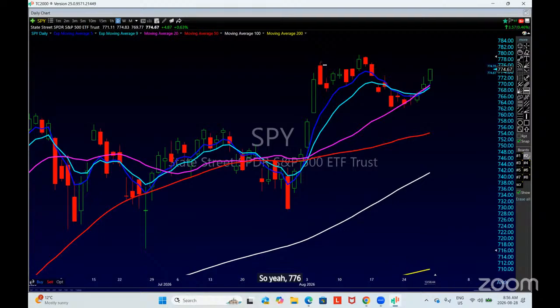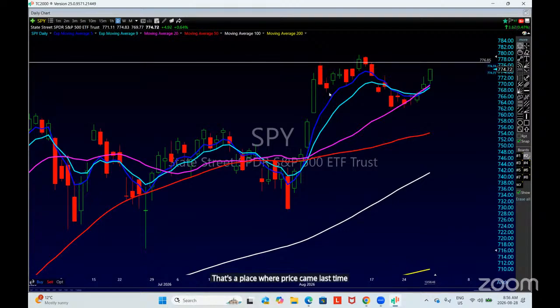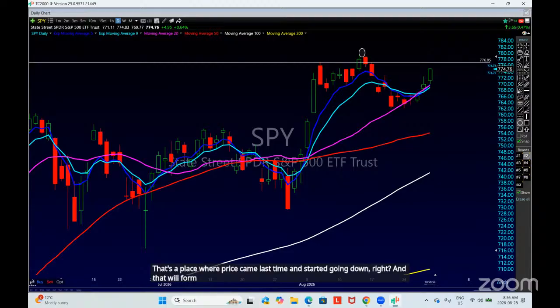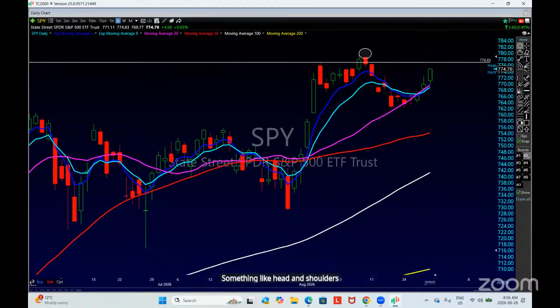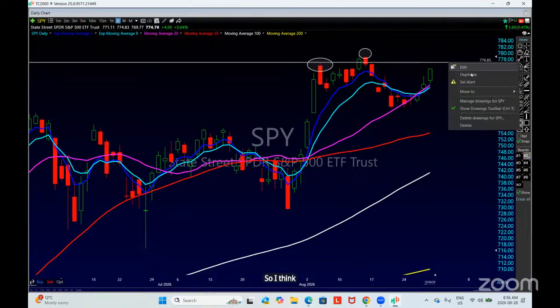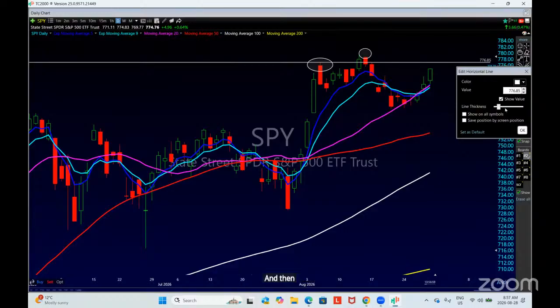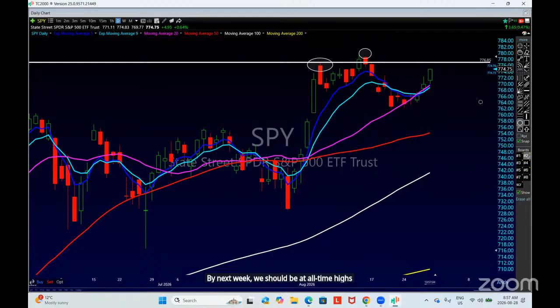776 is the place where price came last time and started going down, right? And that will form something like a head and shoulders pattern over there. So I think we top out over there and then wait for next week. By next week, we should be at all-time highs.